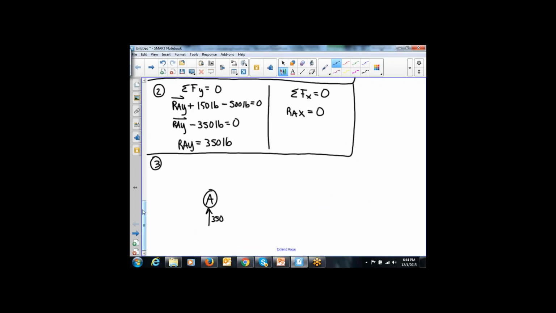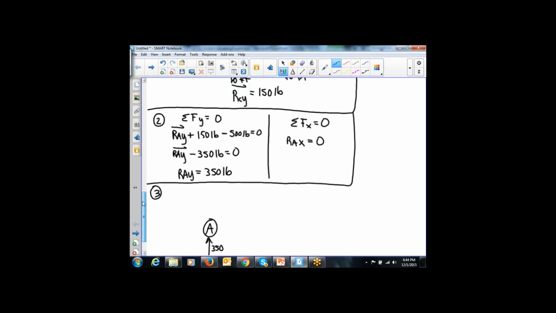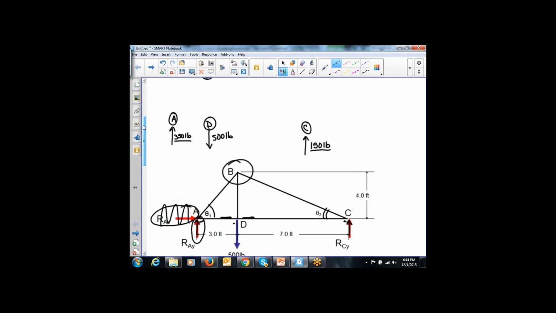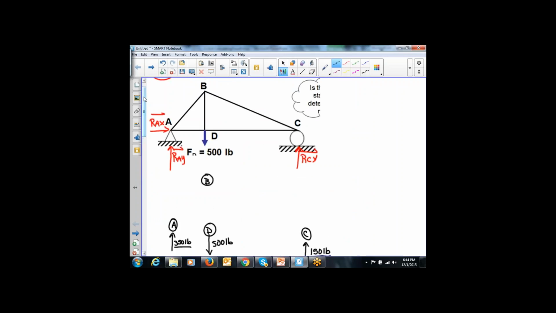But then I have a couple other things that can affect A, right? So here's my joint A. If this member AB was to push up or down, it would move joint A. If this member AD was to push left or right, it would affect joint A. So I'm going to denote that those affect joint A, and they're going to make their mark on there.